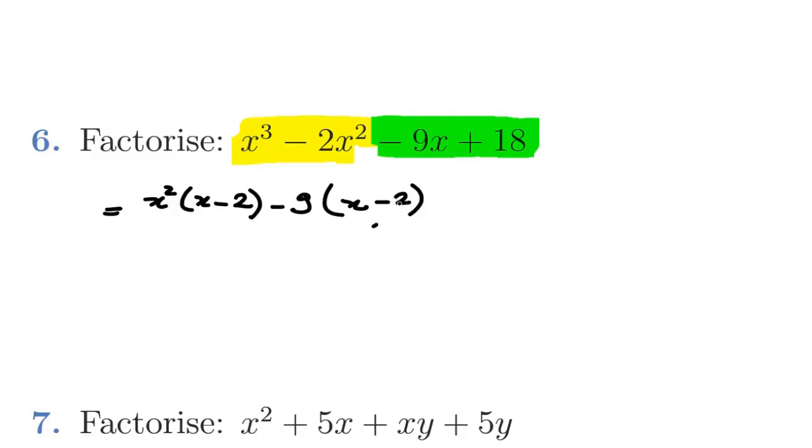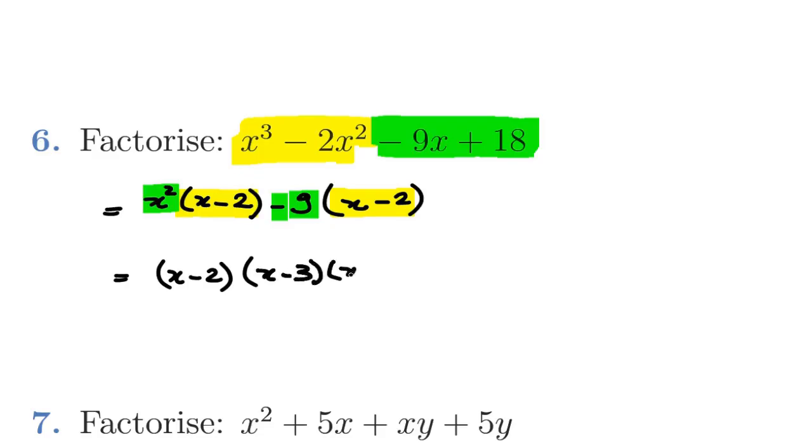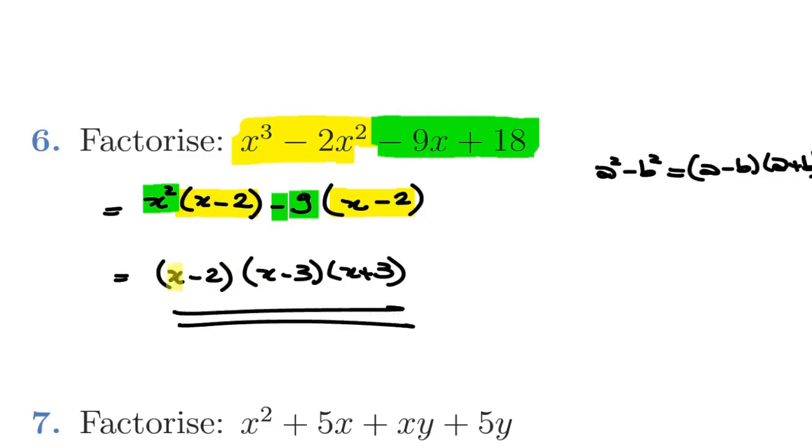We already wanted it to be negative 2 because it needs to match this so that in the next step we can factor out x minus 2. With x minus 2 as a common factor, we have x squared minus 9. We can also expand x squared minus 9 as x minus 3 times x plus 3 using the difference of squares. a squared minus b squared equals a minus b times a plus b. That's our answer.